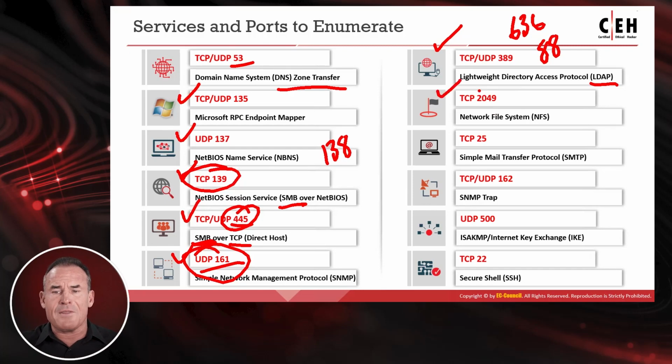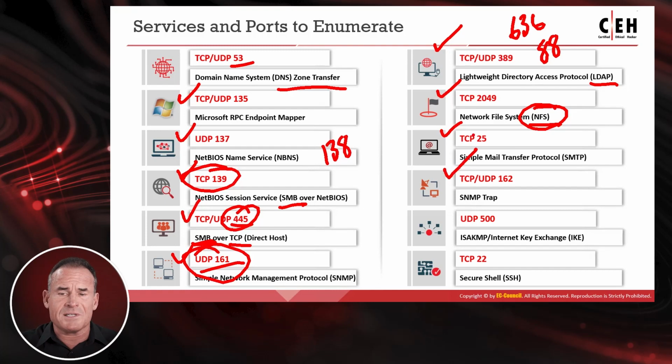TCP 2049, that is Network File System, which is the Linux version of Server Message Block Protocol, basically. Taking a few liberties with that definition, but for comparative analysis, it's roughly the same purpose. TCP 25, that is Simple Mail Transfer Protocol. It's used for sending emails. Also clear text by default. We'll swing back to the clear text versus encrypted in our sniffers module.